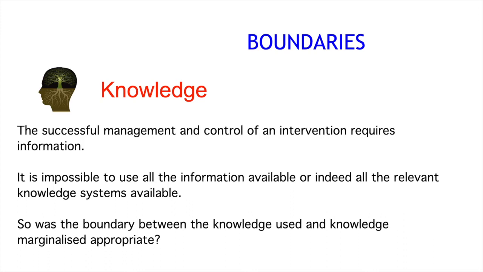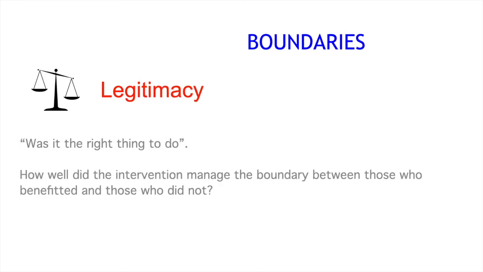Next comes knowledge. The successful management and control of an intervention requires information, and it's impossible to use all the information available or indeed all the relevant knowledge systems available. Just think about the debates around so-called Western knowledge systems and indigenous knowledge systems. So was the boundary between the knowledge used and the knowledge ignored or marginalized appropriate? And finally, was this the right thing to do? How well the intervention managed the boundary between those who benefited and those who did not are absolutely critical, especially when it comes to issues around sustainability.